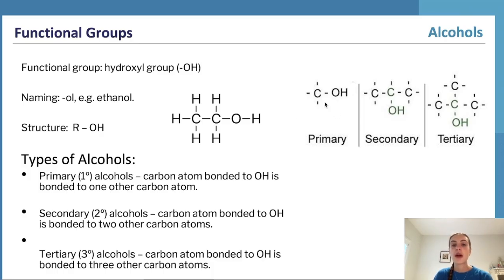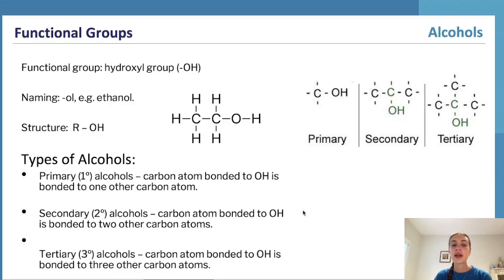So for example, with our primary alcohol here, we've got methanol, and with methanol, the carbon atom which the hydroxyl group is bonded to is not bonded to any other carbon atoms. So methanol is the one and only exception. Ethanol would also be a primary alcohol, as we can see that the carbon atom which is bonded to the hydroxyl group is only bonded to one other carbon atom.